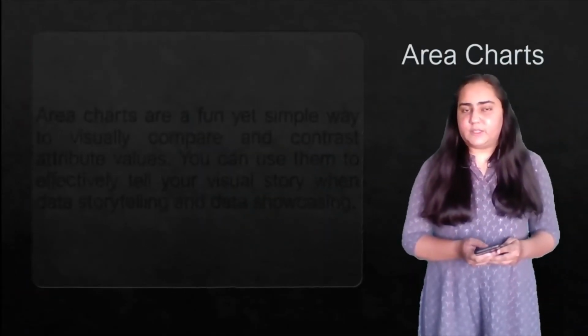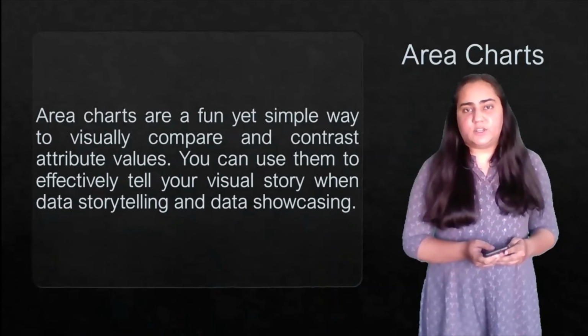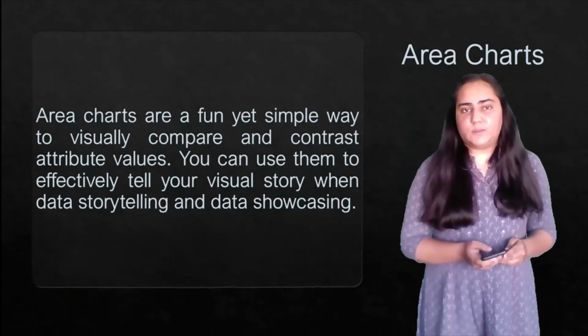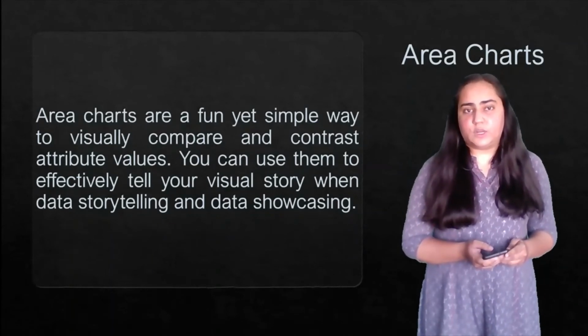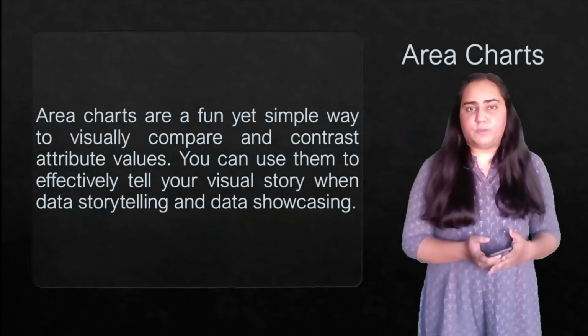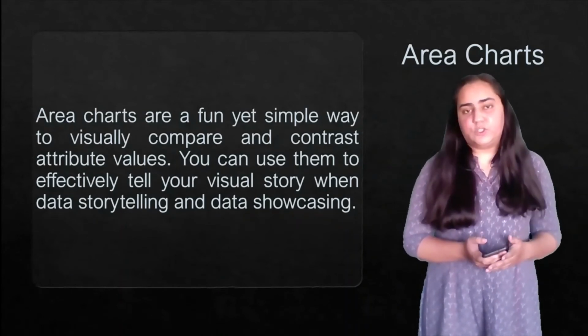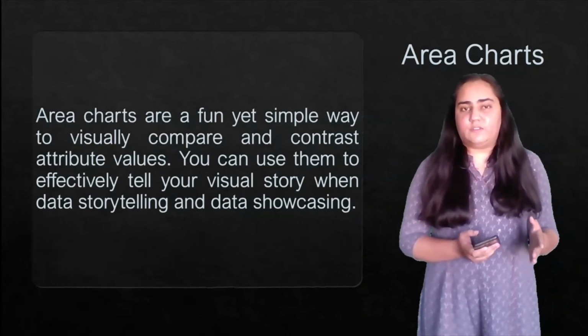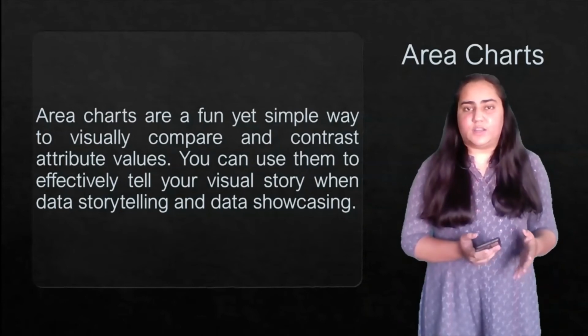So the first type is area charts. Area charts are a fun yet simple way to visually compare and contrast attribute values. You can use them to effectively tell your visual story when data storytelling and data showcasing. So for both purposes, storytelling as well as showcasing, you can use area charts, and they are very good for comparing and contrasting attribute values. And I'll show you one here.